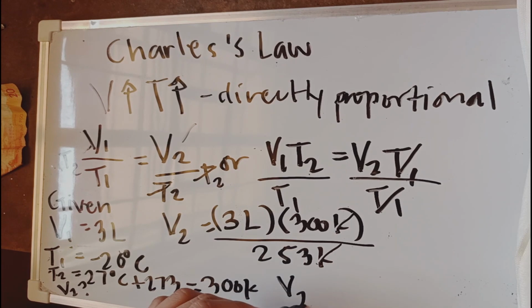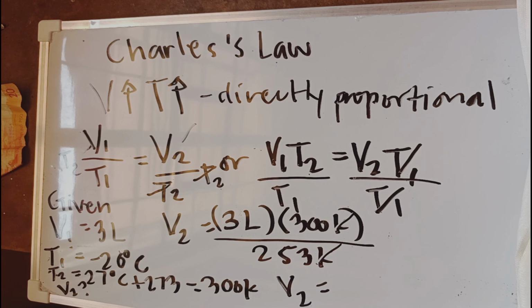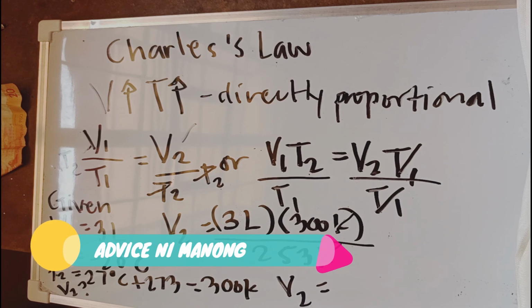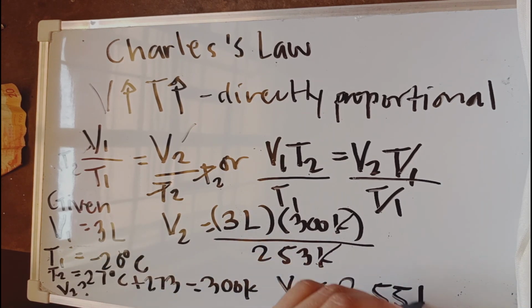So volume 2 equals 3 times 300, which is 900, divided by 253. You get 3.55. The unit is liters. This is volume 2, 3.55 or 3.56. You can round off, so 3.56 liters. That's the right answer. I hope you understand this.